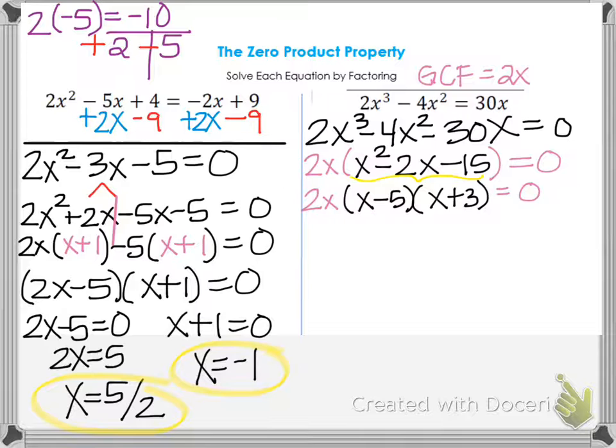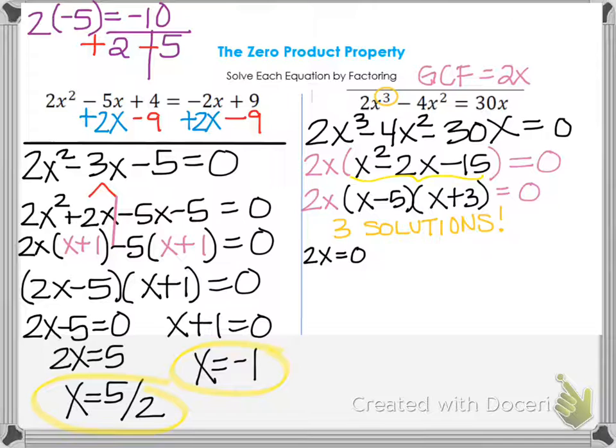Now, it's very important to recognize here how many solutions you're going to get. If you go back up to the original problem, you'll notice the highest exponent was 3. The highest exponent in your equation tells you how many solutions you're going to have. So since this was an x cubed, it means I'm going to have 3 solutions. So by recognizing that, hopefully it makes you not forget that the GCF of 2x helps you get one of your solutions. That's the thing. If we forget about that GCF, then we totally miss one of our solutions.